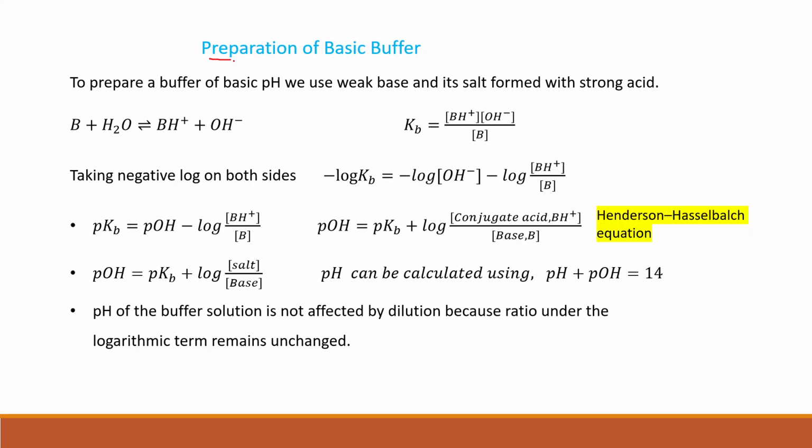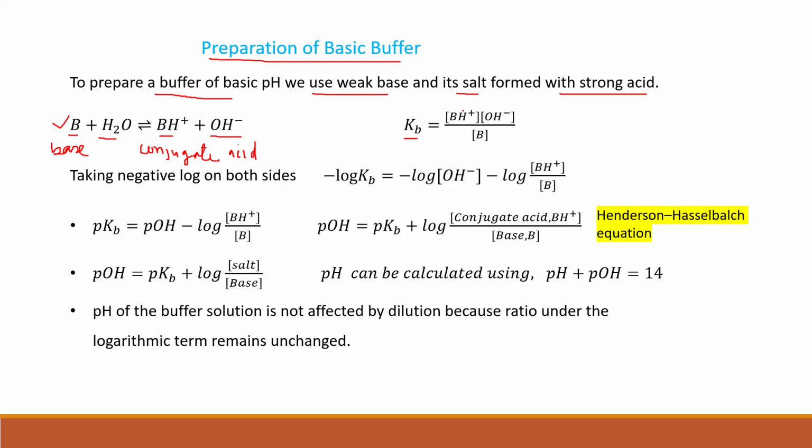Now, in the same way, we can also prepare the basic buffer. To prepare a buffer of basic pH, we use weak base and its salt formed with strong acid. For example, this is the equilibrium equation for weak base: B plus H2O converting into BH+ plus OH-. Now, B is a weak base, and when it accepts a proton, it converts into BH+. So we can say this BH+ is its conjugate acid. Clear?